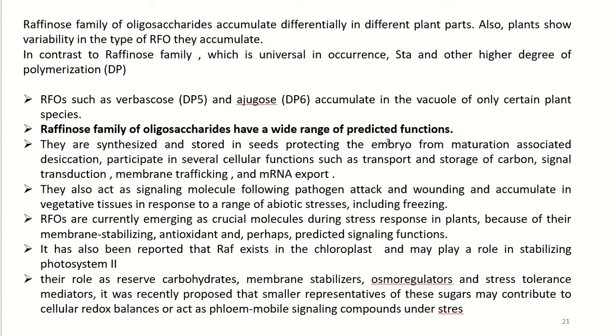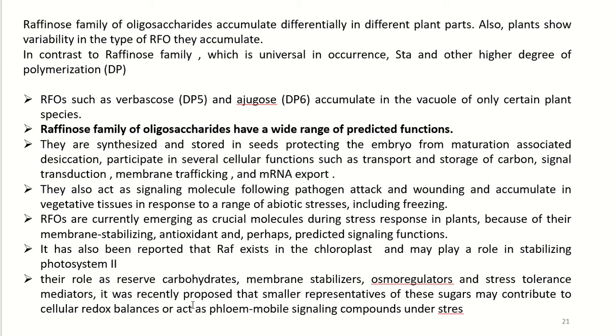Give reason. Because, as I said in the functions, it is involved in membrane stabilizing. Perhaps it is also involved as an antioxidant, and there are certain predicted signal transduction or signaling functions. If stress is imposed, certain RFOs are formed. So their role as reserve carbohydrates, their role as a membrane stabilizer, as osmoregulators, as stress tolerant mediators.